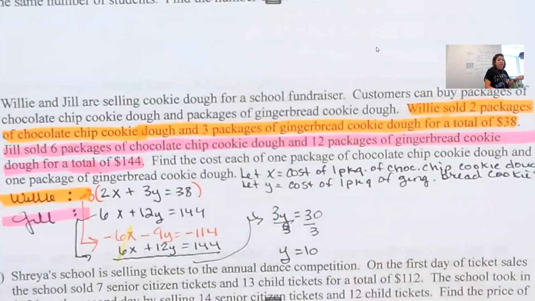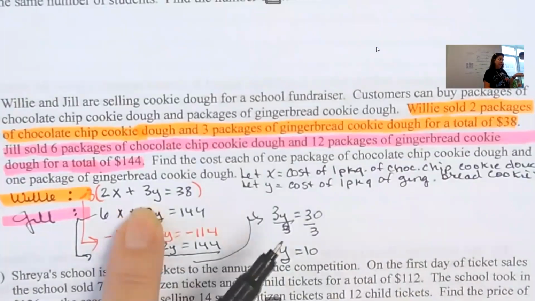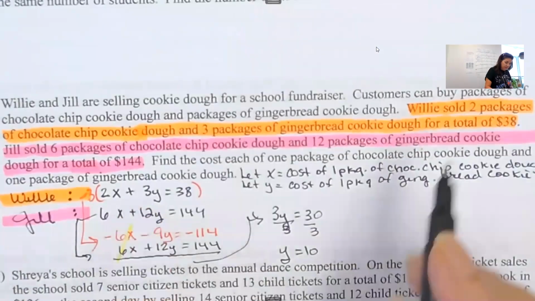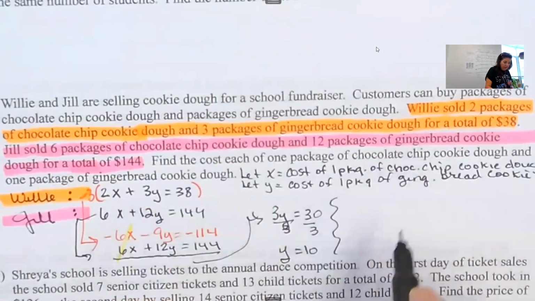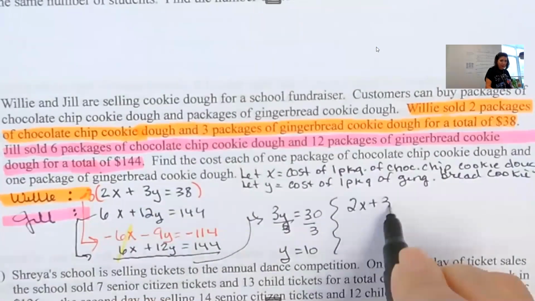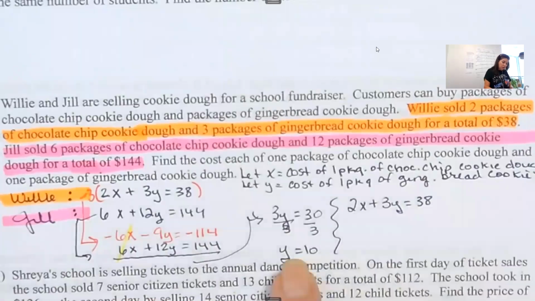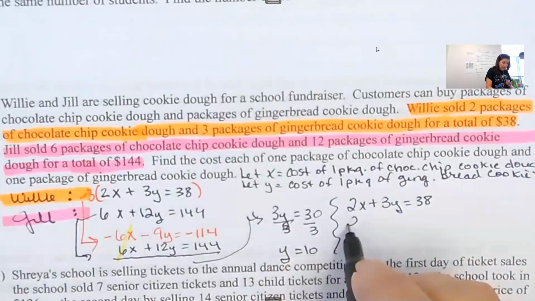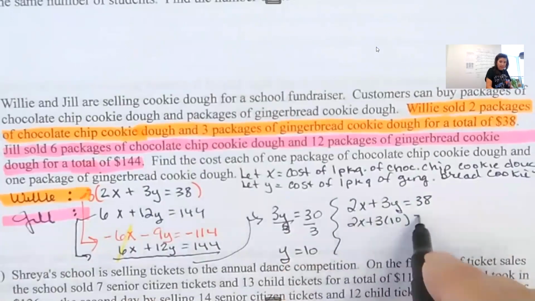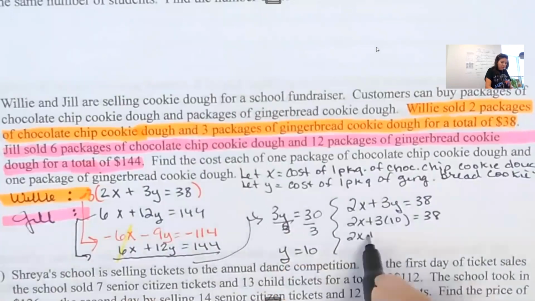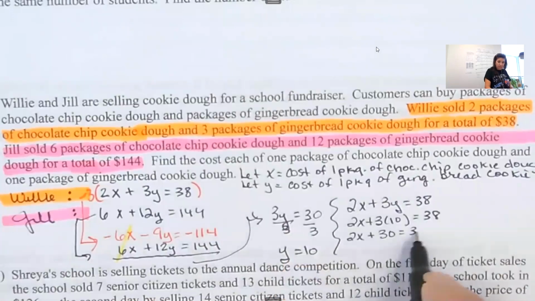Substitute it in. Can I use either one? Yeah. Will I get the same thing? Yes. So which one do you think I'm going to pick? You know it. Do I have to pick that one? No. So I know the cost of gingerbread cookie dough, so that's y. So 2x plus 3 times 10 equals 38. That's going to be 2x plus 30 equals 38.